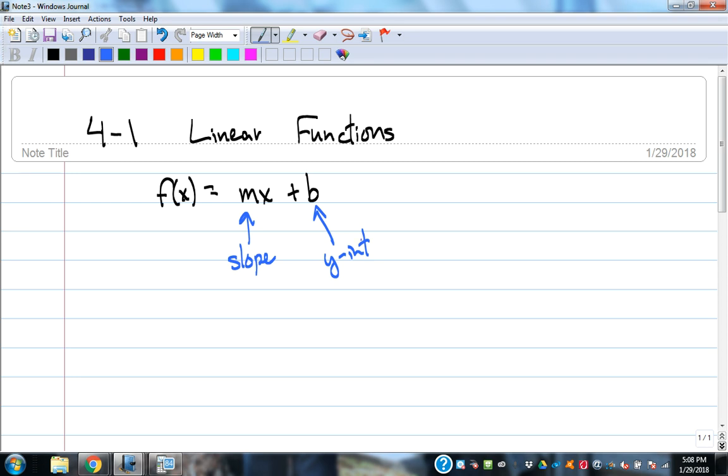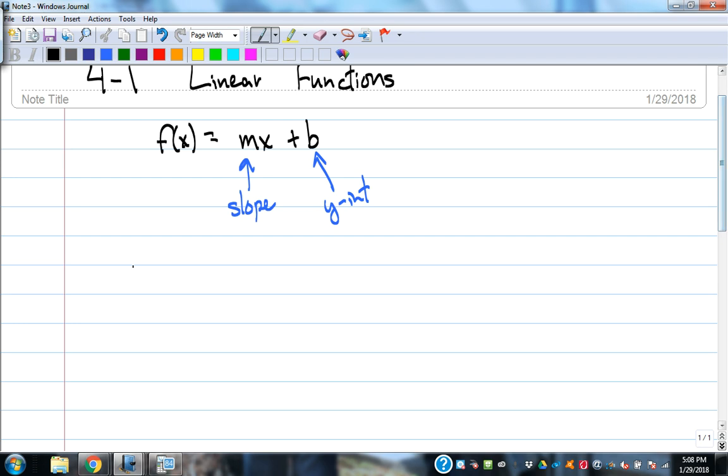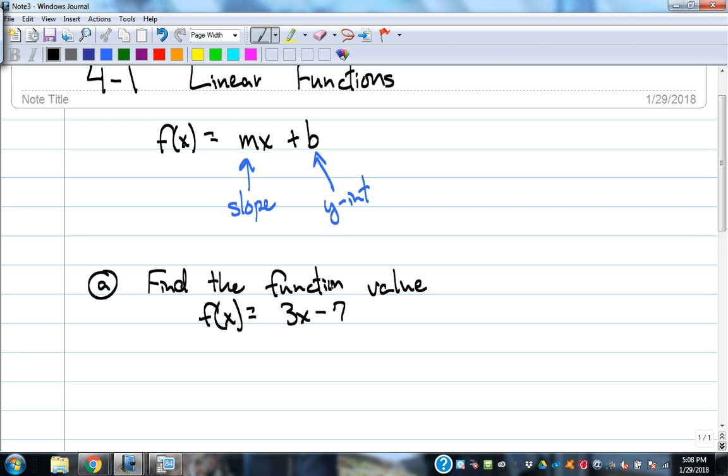Functions have things called function value. Let's talk about that some. Let's do an example of that. Find the function value if f of x is equal to 3x minus 7. That's in that linear equation form. Slope of 3, y-intercept of negative 7. They want us to find f of negative 2. Okay.